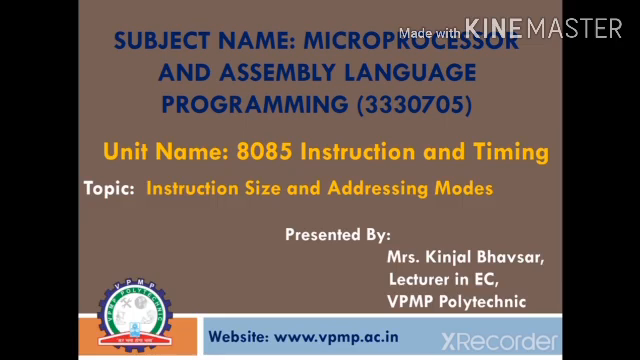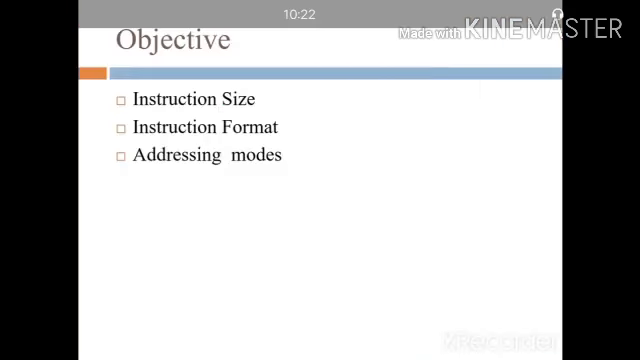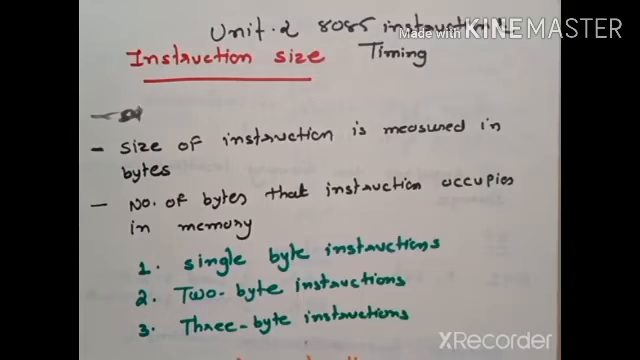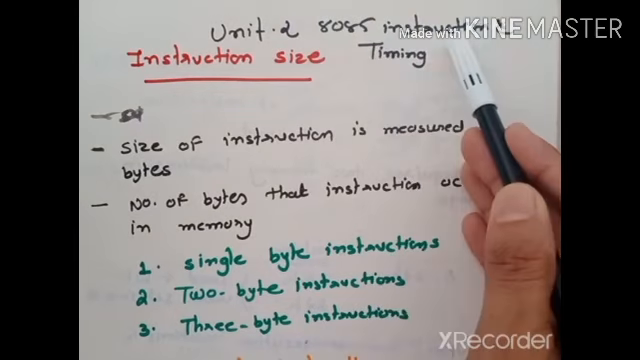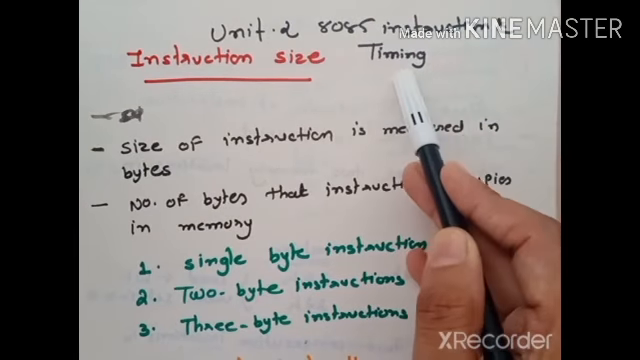Subject name: Microprocessor and Assembly Language Programming. Unit name: 8085 Instructions and Timing. Topic: Instruction Size and Addressing Mode. These are the objectives. First, instruction size, then instruction format, then addressing mode type.